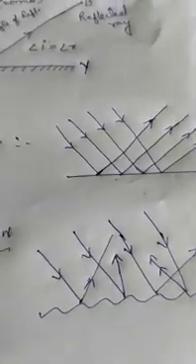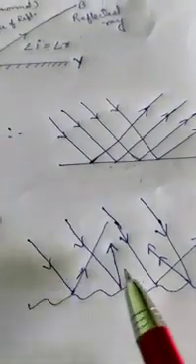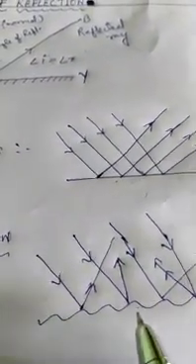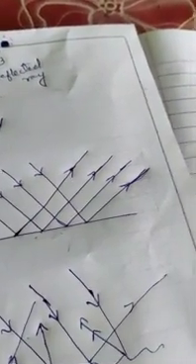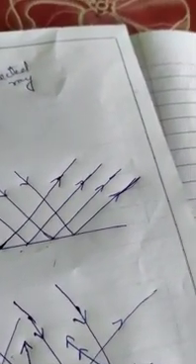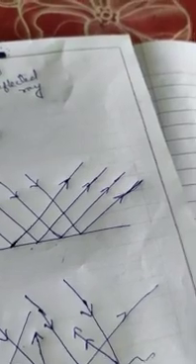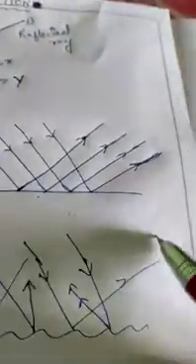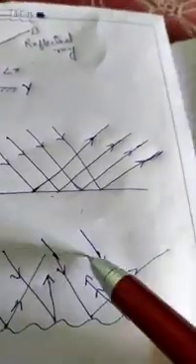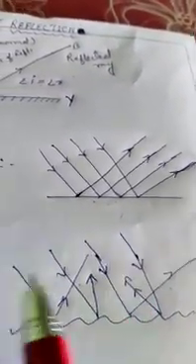When the parallel beam of light strikes the uneven surface, all the reflected rays will deviate from their path. When the light rays strike the rough surface, different parts of the surface reflect the incident light in different directions, some here, some here, some here. This is known as irregular reflection.